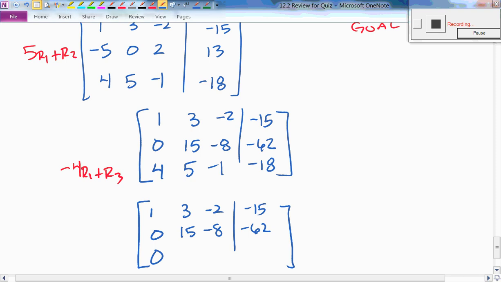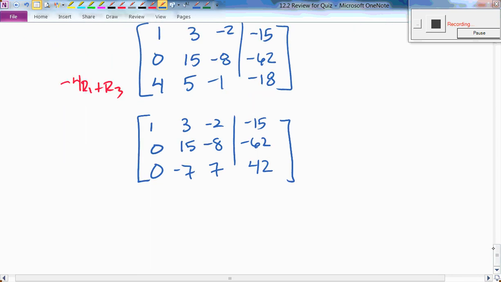Okay, here we go. What's -4 times 3? What's -12 plus 5? -7. Very good. What's -4 times -2? 8. What's 8 minus 1? 7. Very good. What's -4 times -15? 60. 60 minus 18? 42. Okay, have we done anything magical yet? No, we're just adding and multiplying, right? That's all we're doing. Okay, so our whole first column now is good to go.